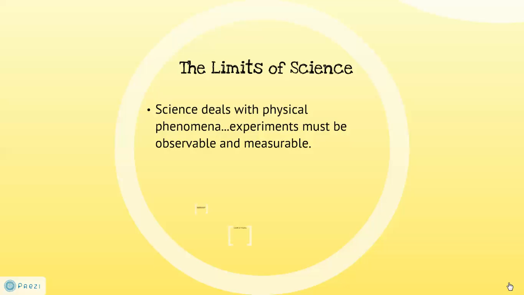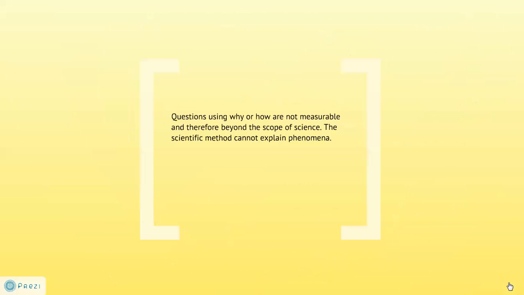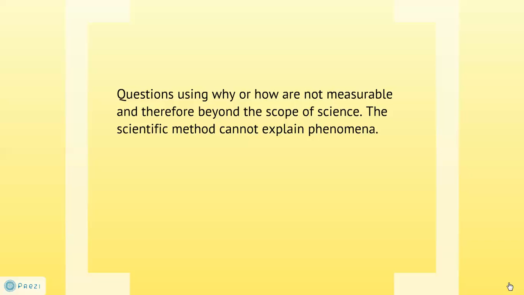Okay, the limits of science. Science deals with physical phenomena. Experiments must be observable and measurable. We have to be able to see it and we have to be able to measure it for it to be in the scope of science. It's usually answered with a yes or no or a number. Questions using why or how are not measurable and therefore beyond the scope of science.